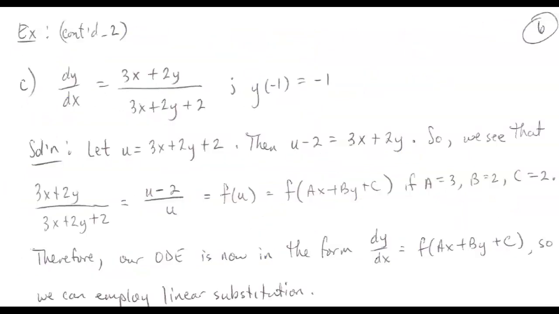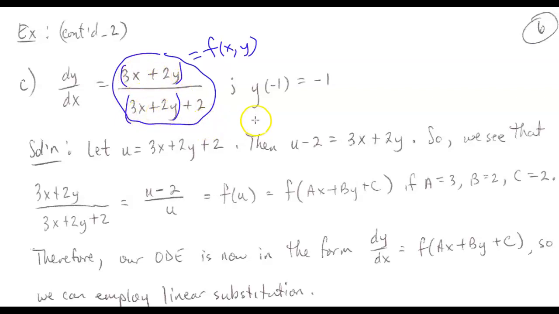So this next example is a first order ODE that's going to be a candidate for linear substitution, but is also an initial value problem. So we're going to see how all that works together. So we have dy over dx is equal to some expression here that looks like a function of both x and y. And we see that here we could kind of look at this as something divided by something plus 2.